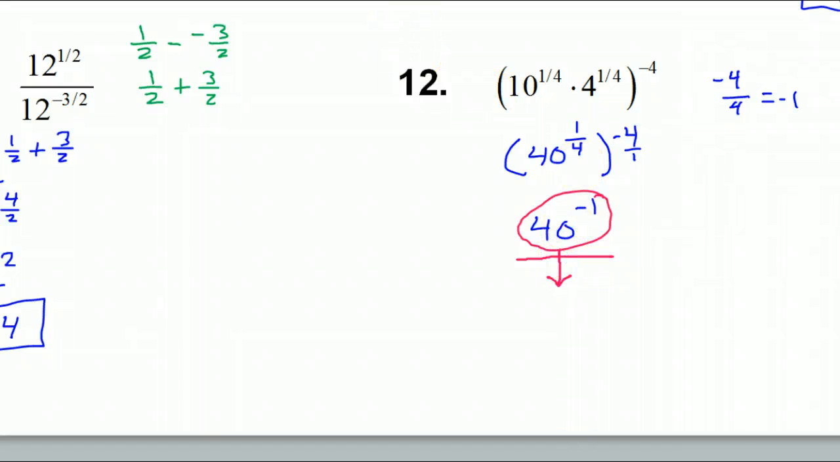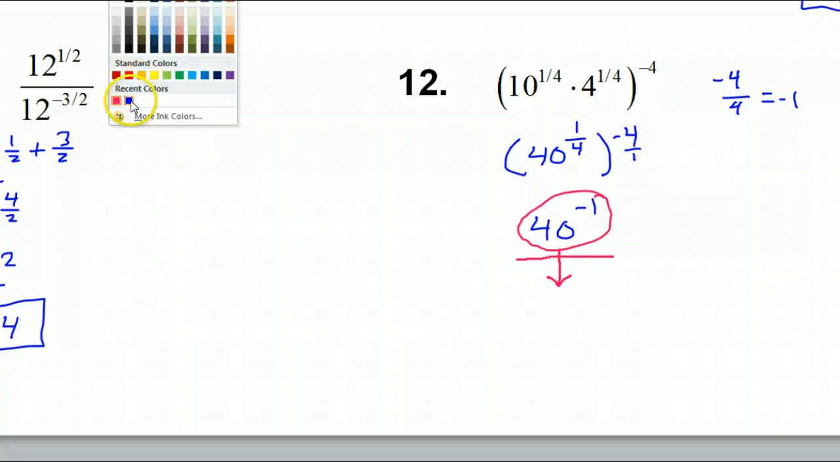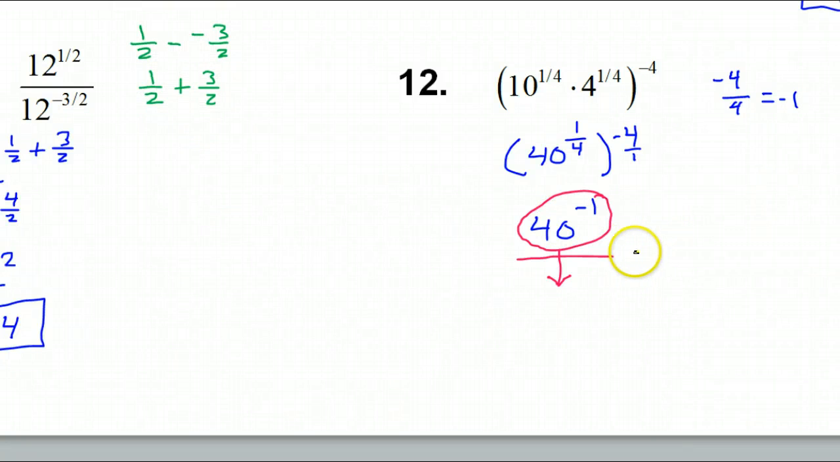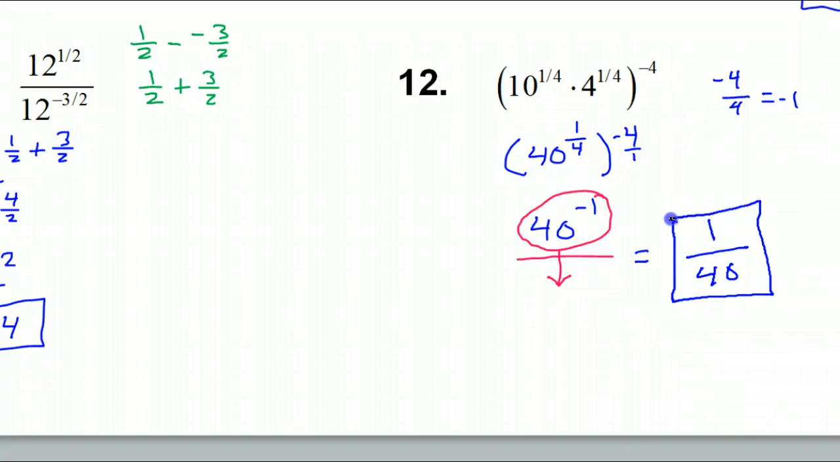Anyways, this is going to drop down and become 1 over 40. So that should be your answer to number 12.